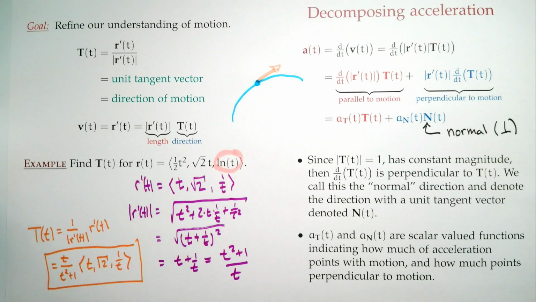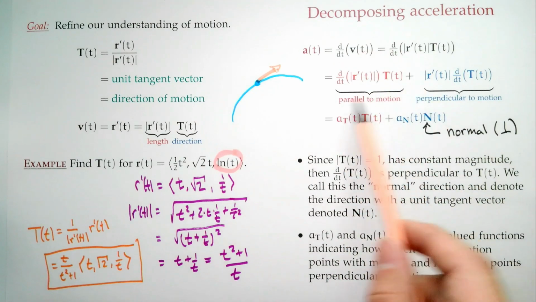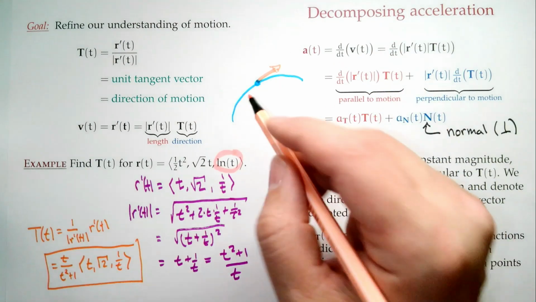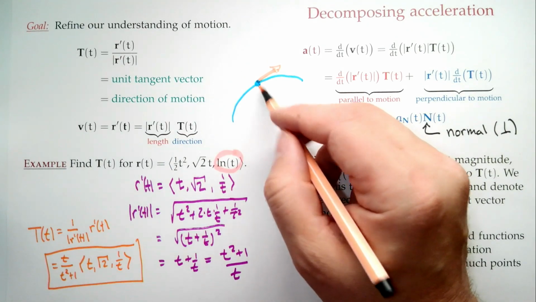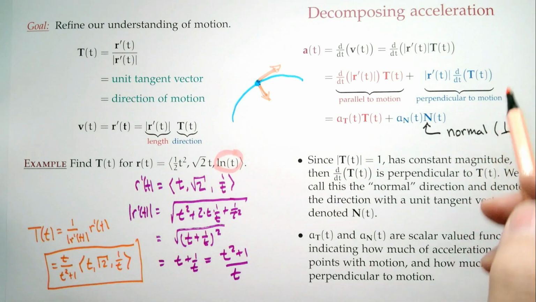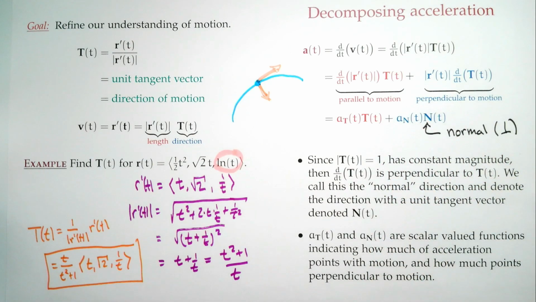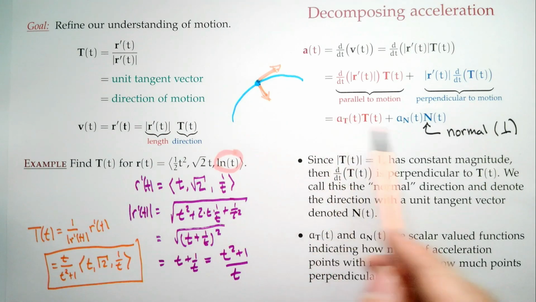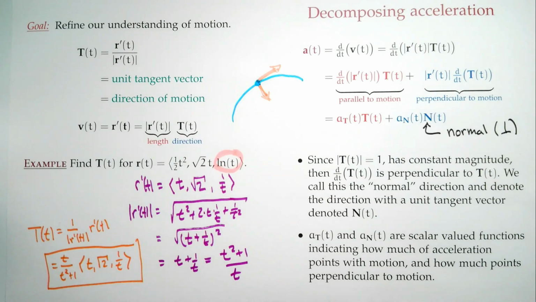So that's what the first part is trying to capture, this a sub t times T. But then there's a second thing where it says, I'm going to try to pull you sideways. So there's a second part of acceleration which says, I'm trying to pull you perpendicular to your current motion. And that's what the second part tries to capture, this a sub n times N. So we want to say, how much of my acceleration pulls me forward? How much of my acceleration is pulling me to the side? And so we want to figure out these coefficients, a sub t and a sub n. So that's our goal. Let's find them.